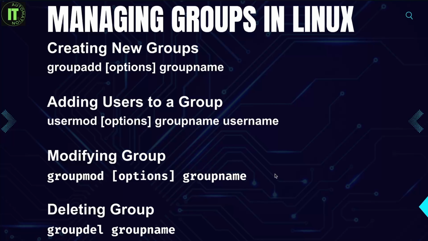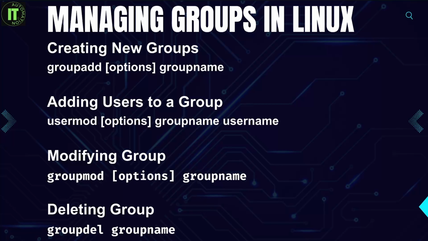To create a new group in Linux, we can use the groupadd command. This command creates a new group and assigns a GID or group ID. The syntax for creating a new group is groupadd, options and group name. Adding users to a group. We have already checked before how we can use the usermod command to add users to a group.